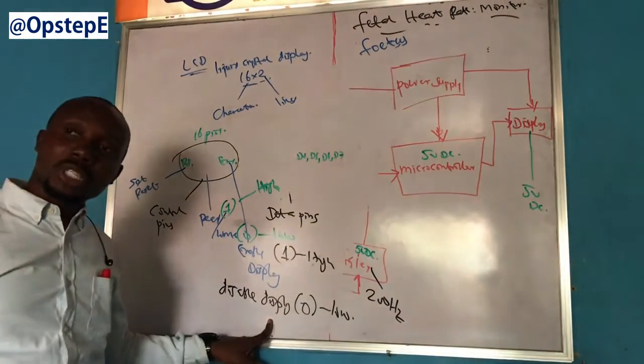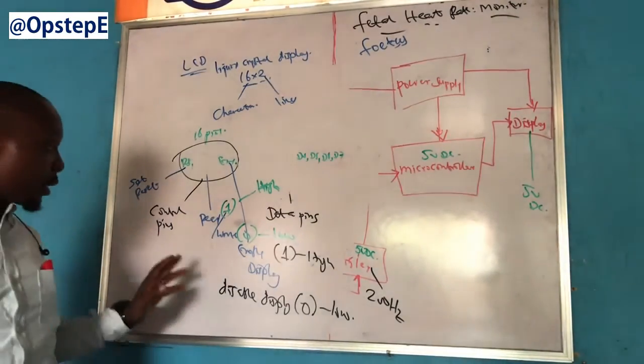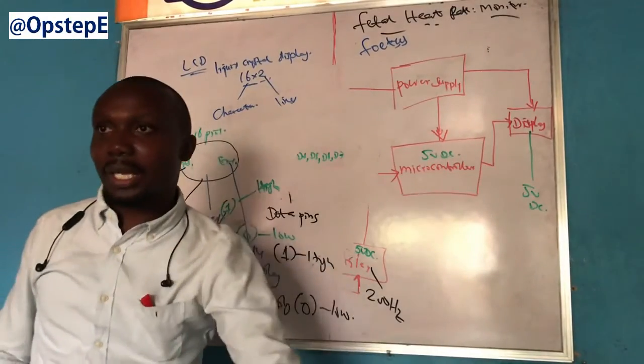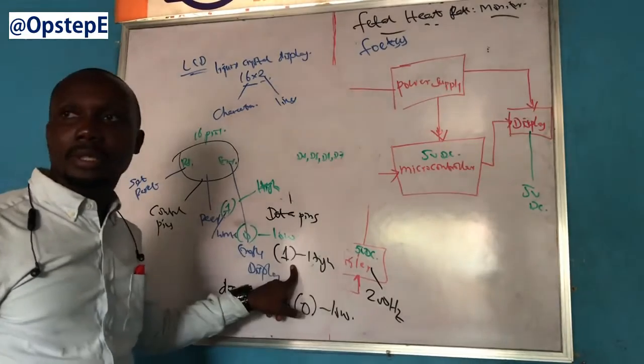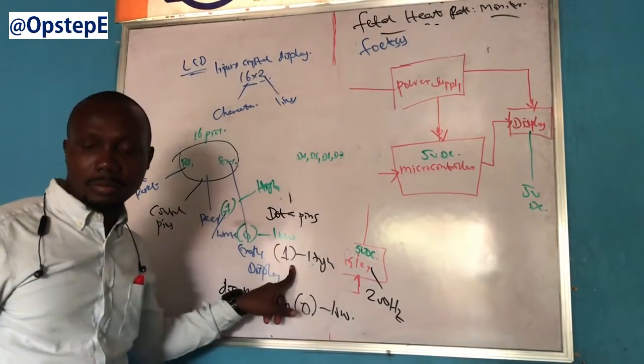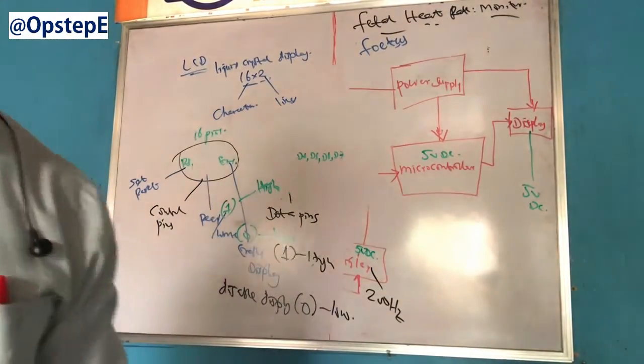It is at the point when you have sent in your character, you now want those characters displayed, that you make it what? High. And then the character is displayed. Does it make sense? You get it?